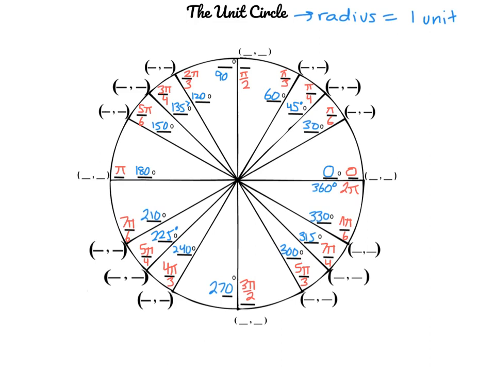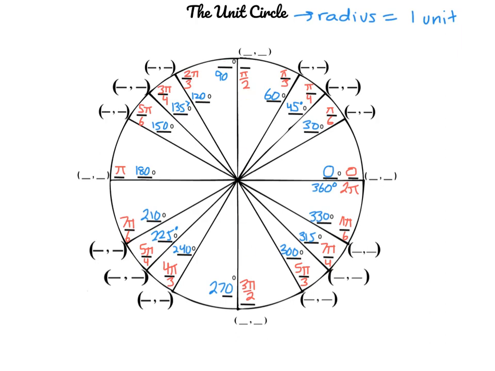Another thing I want you to start noticing is that anything that is 30 degrees away from our x-axis is always over 6, right? Over 6, over 6, over 6, over 6. Anything that is 45 degrees away is over 4. And anything that is 60 degrees away from our x-axis is over 3. And then, of course, the halfway point is over 2.